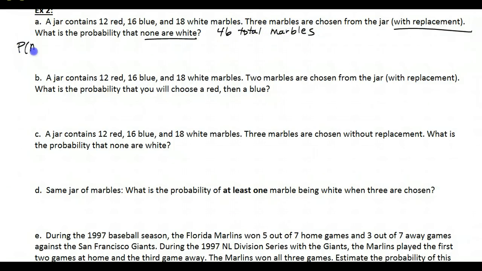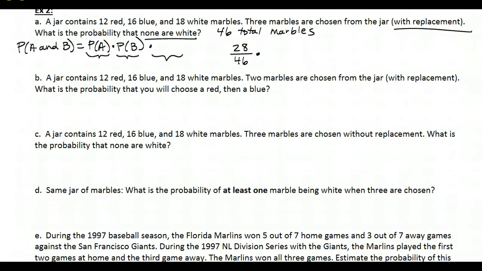And when I gave you this formula, A and B are representing each marble draw, and I'm multiplying. So in this situation I've got 3 things I'm doing. So every marble draw I do gets its own fraction. So my first marble draw, that might be like the probability of A, there's 46 marbles to pick from. I want the non-white marbles. There's 28 that are not white.